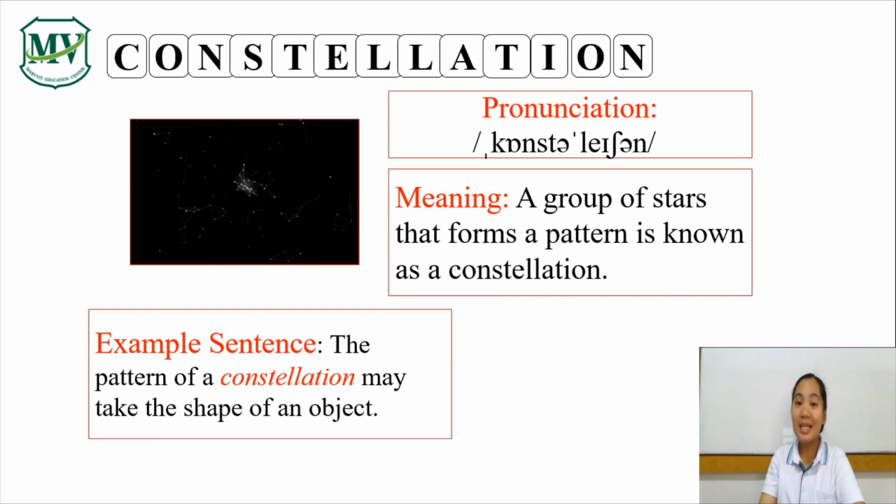Good job! Please say the word with me. Constellation. Let's say it again. Constellation. Good job! Can you say the word by yourself? Excellent. The pattern of a constellation may take the shape of an object. Can you read the sentence on your own? Wonderful. Let's try another one.